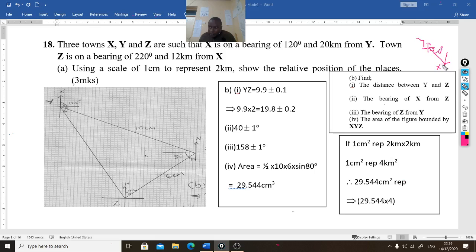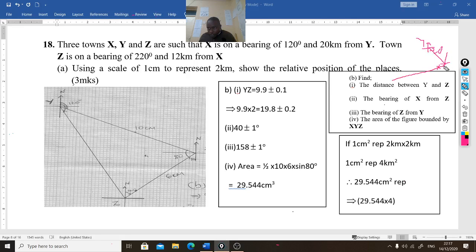You are also told that town Z is on a bearing of 220 and 12 kilometers from X. Remember, all this was 20 kilometers. We are measuring 220 from X. So 220 will be where? This is 180, so 220 will come this side, and since up to here is 270, 220 can be somewhere here.